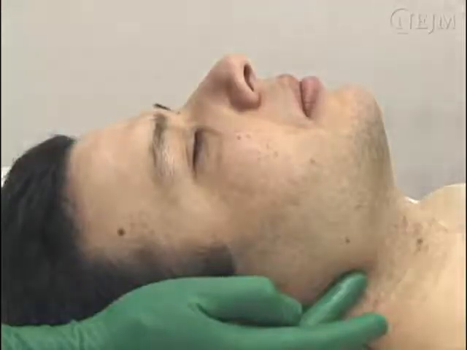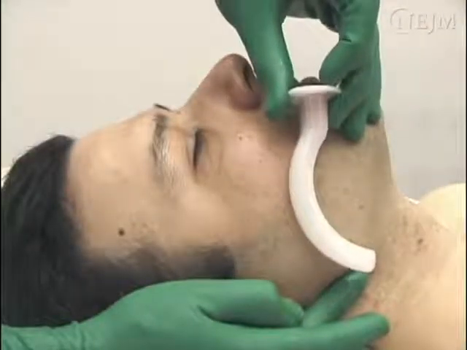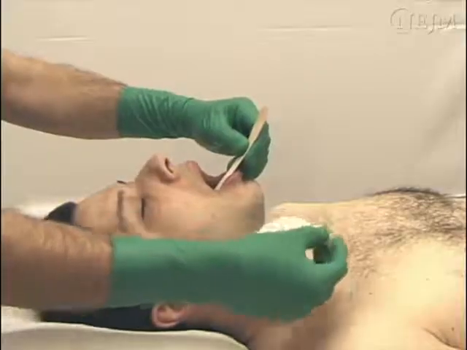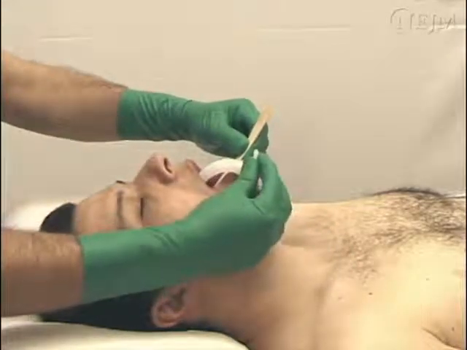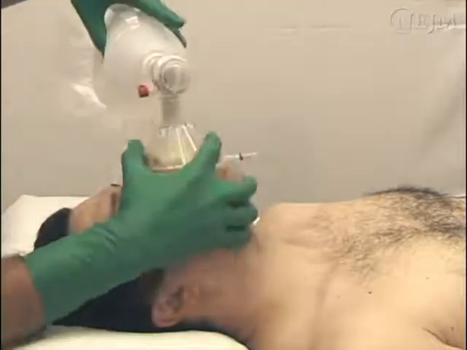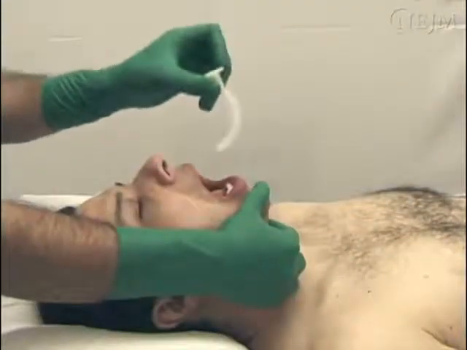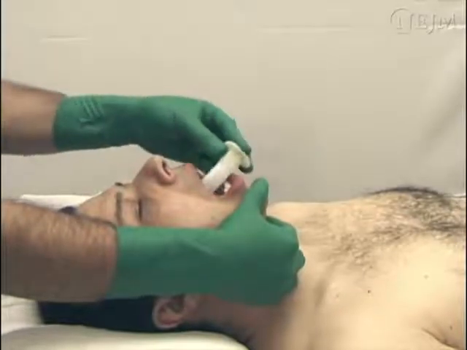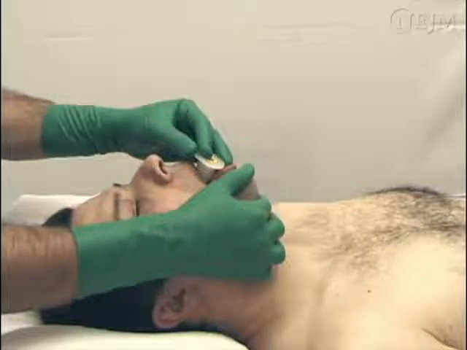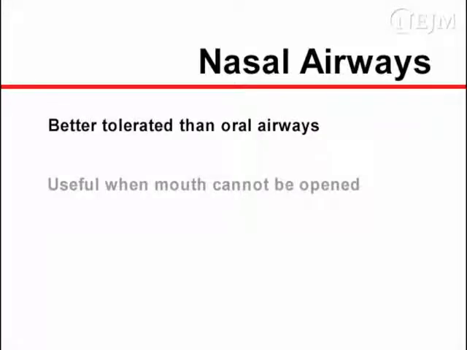The correct size of an oral airway may be estimated by holding the airway next to the patient's mouth. The tip should reach the angle of the mandible and no further. An oropharyngeal airway can be inserted by depressing the tongue with a tongue blade and advancing the airway towards the base of the tongue. Alternatively, the airway can be inserted upside down and then rotated 180 degrees as it is being advanced posteriorly.